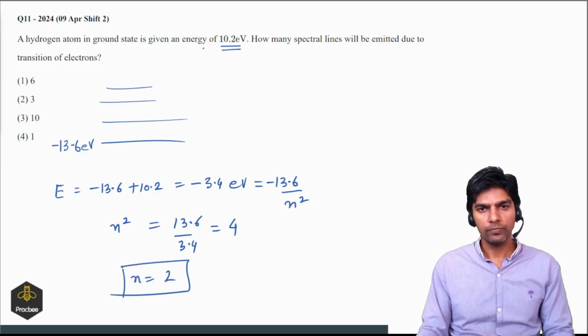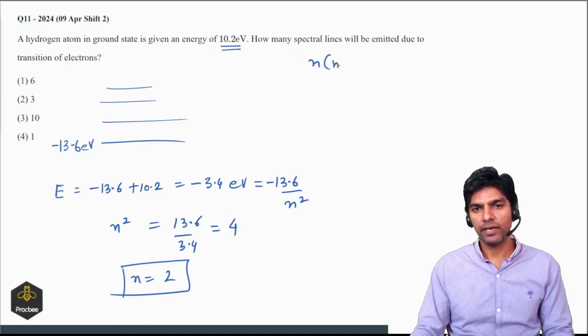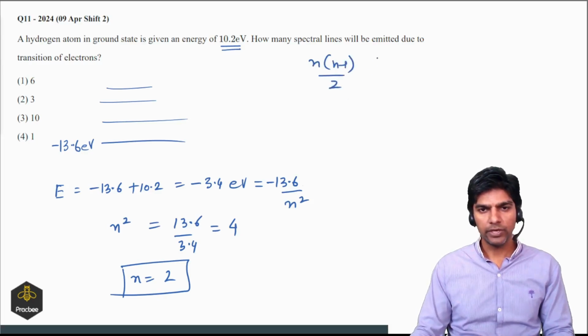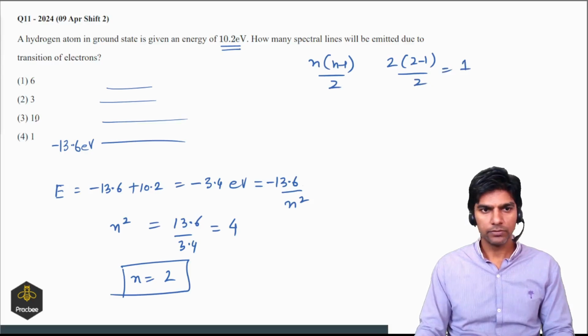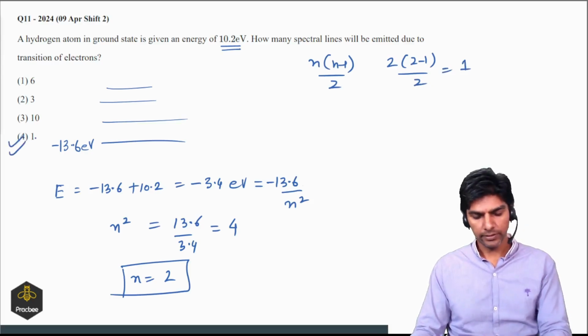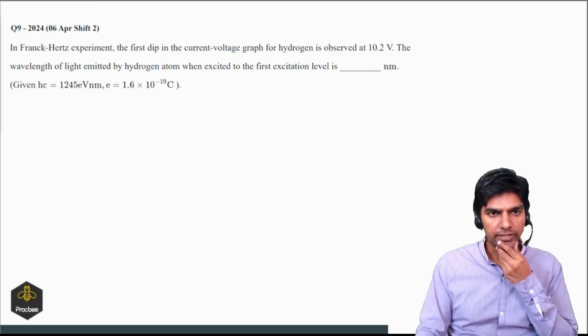So n is 2, and we have to find how many spectral lines will be there, and what is the formula for that? n times n minus 1 by 2. So let us put n equals to 2 in this equation. So 2 times 2 minus 1 by 2, so it comes out to be 1. So option 4 is the right answer. Right, so let us see the next question.